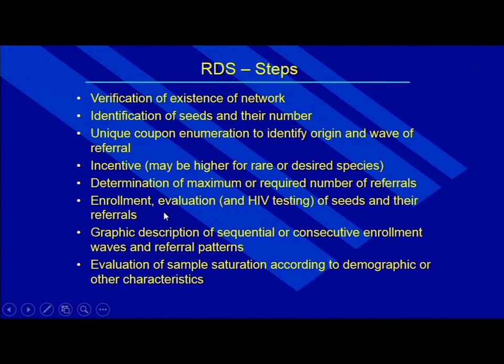And I'll give you some examples of that. We may give an incentive for people that are younger or older, or people that are rare in the population, and we want to have them. We need to decide on the number of referrals that we want to have from a person. So we don't want to have one seat or one person referring too many people. So we set a standard, for instance, like 3 per person.